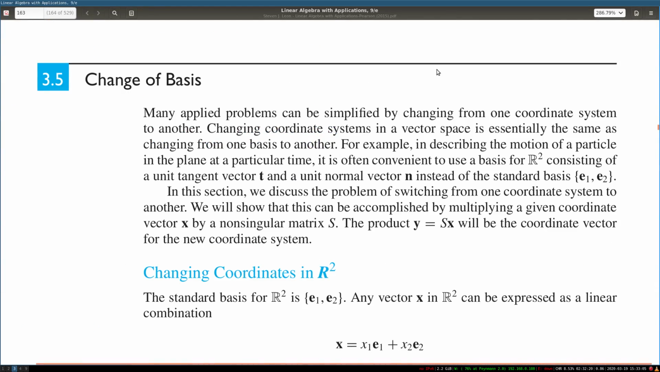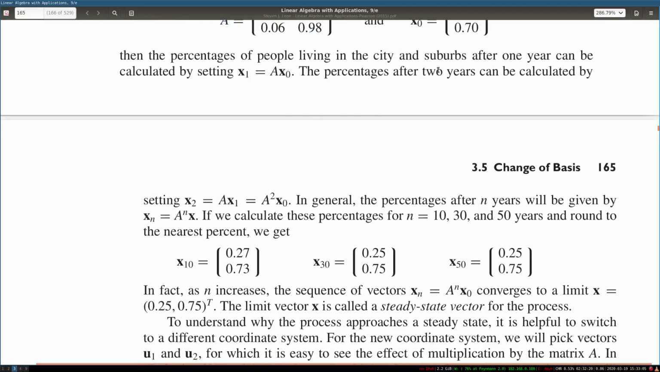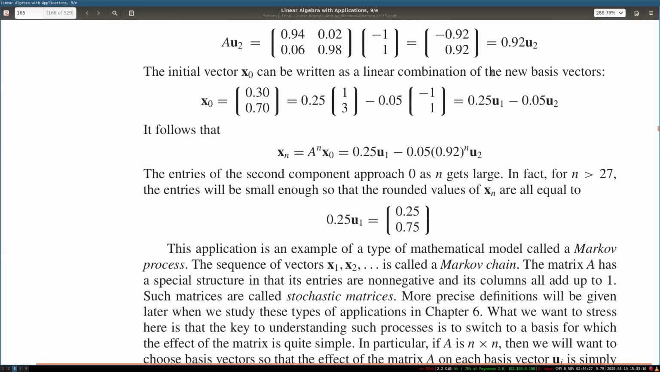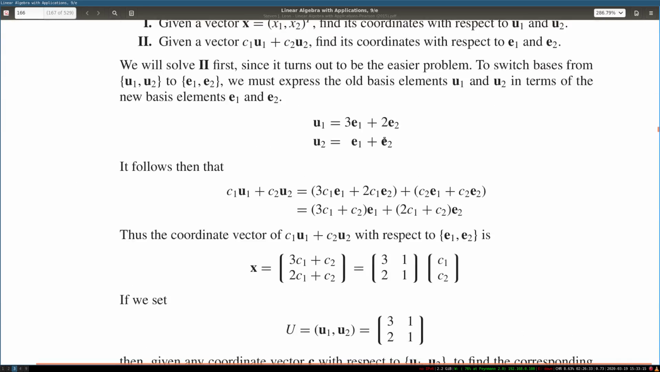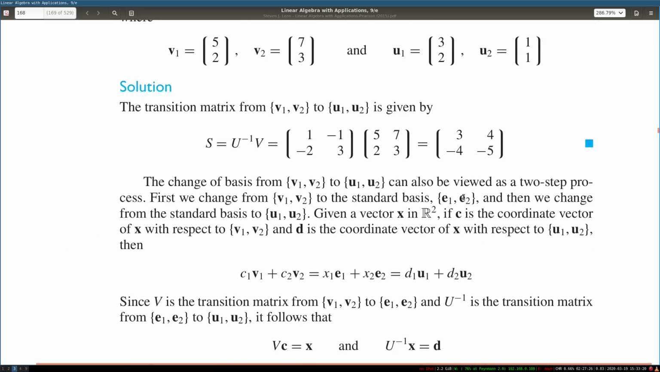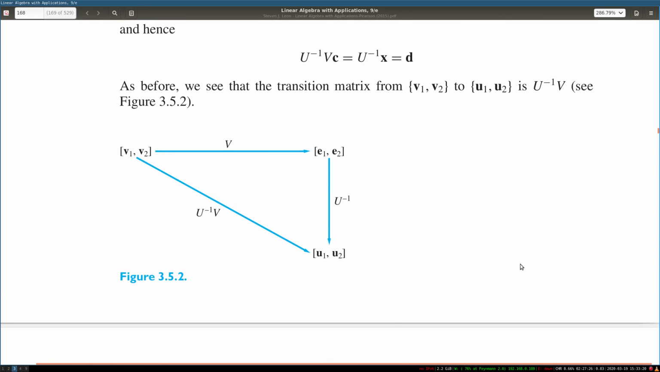Lecture 3.5 of your book. We've talked about this. This is an application that you can go through on your own. We talked about changing coordinates. We talked about the transition matrix, and let's discuss this a bit.